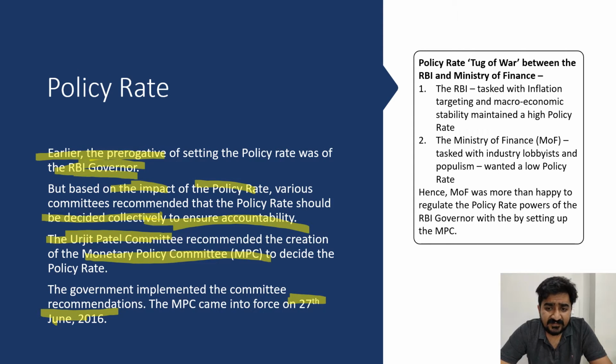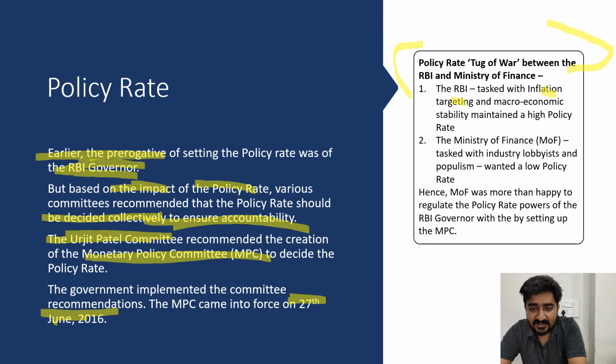One of the major reasons for implementing the committee recommendations and creating a monetary policy committee was the policy rate tug of war between the RBI and the Ministry of Finance. The RBI, tasked with inflation targeting and macroeconomic stability, wanted to maintain a high policy rate. The Ministry of Finance, on the other hand, tasked with industry lobbyists and populism, wanted a low policy rate. Hence, the Ministry of Finance was more than happy to regulate the policy rate powers of the RBI governor with the setting up of the Monetary Policy Committee.